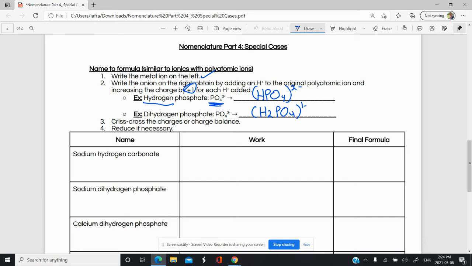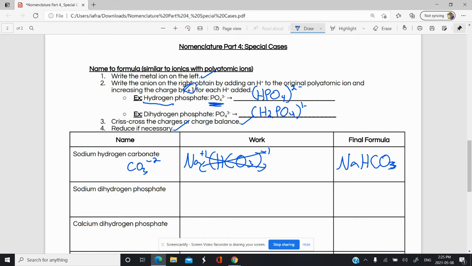Okay. So for example, over here we have sodium hydrogen carbonate. So first I'm going to put, oh, don't forget, you do have to crisscross after. That's important. And then reduce as well if needed. So sodium is Na plus from our periodic table, Na plus 1. And then hydrogen carbonate. So that's HCO3, because carbonate is CO3, 2 minus or -2. But when I add an H, now it should be -1, because it becomes a bit more positive. Then I can do the crisscross, and I get NaHCO3.